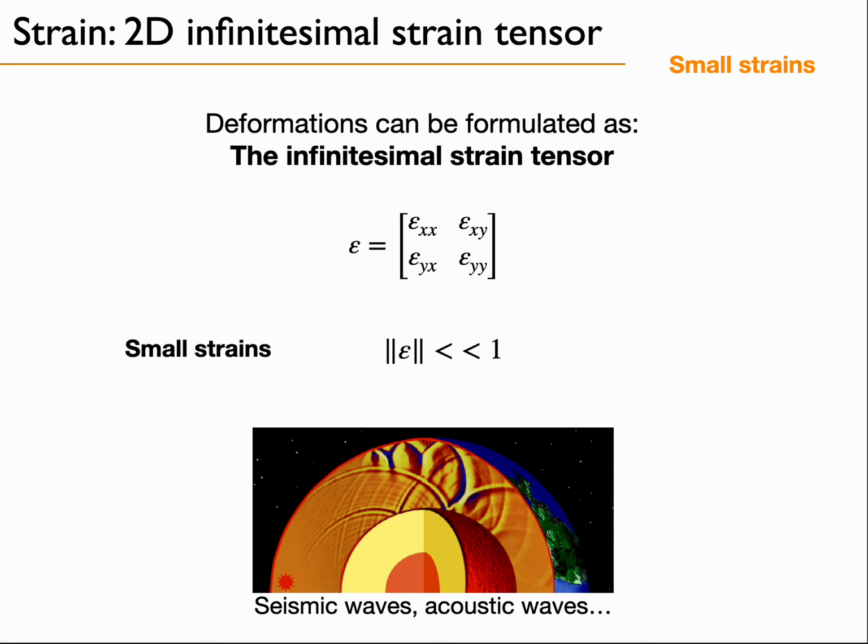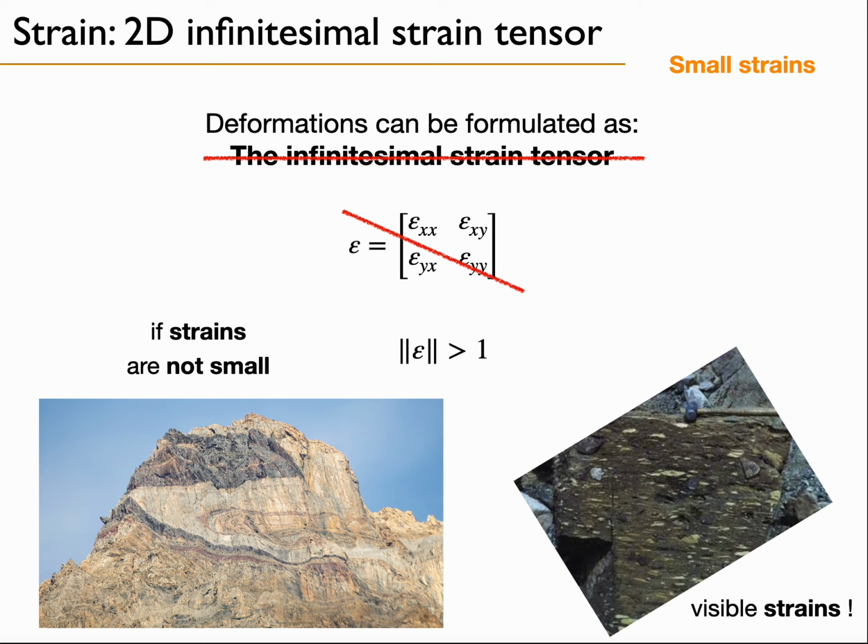So we are discussing small strains. Small strains means that the norm of our deformation tensor is much smaller than 1. So that's where the infinitesimal strain tensor remains valid. That's, for example, the case in wave propagation, because the elastic deformations are small, large enough to allow wave phenomena, but these are small deformations.